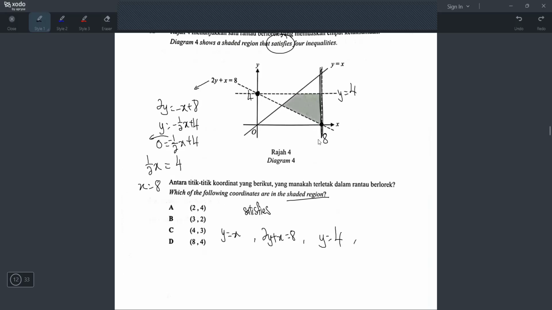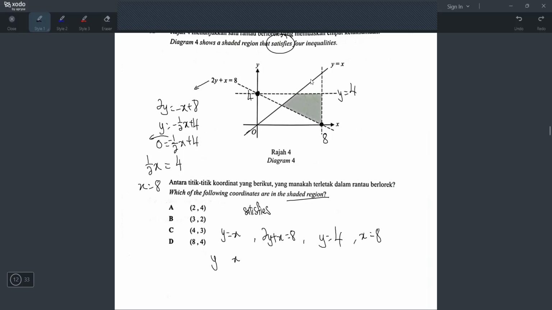And you can see it cuts the x-axis. So if it cuts the x-axis, the equation will be x equals something. So dia potong x-axis dekat mana? It cuts the x-axis at 8, right? So the equation is x equals 8. After I find out all these 4 equations, I will change all 4 of them to inequalities. Inequality means I change it to smaller or bigger, or smaller sama dengan, bigger sama dengan.